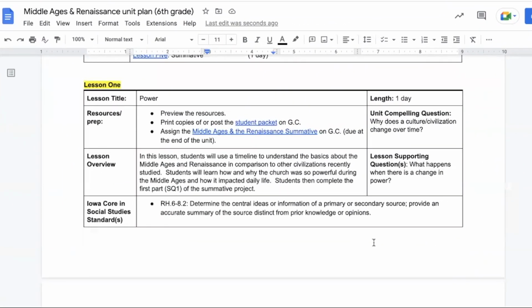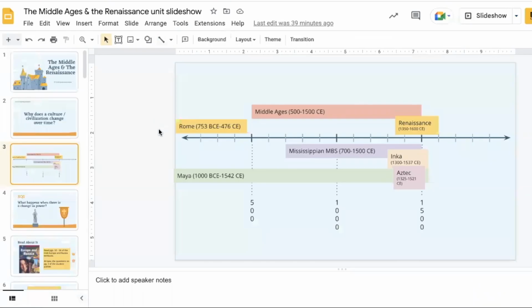Lesson 1 is entitled Power and should take 1 day to complete. Begin the lesson by taking a look at this timeline. Give students a chance to make observations about what they see. The Middle Ages and the Renaissance are the only 2 that have been added. Rome and the early American civilizations are included since they were recently studied.